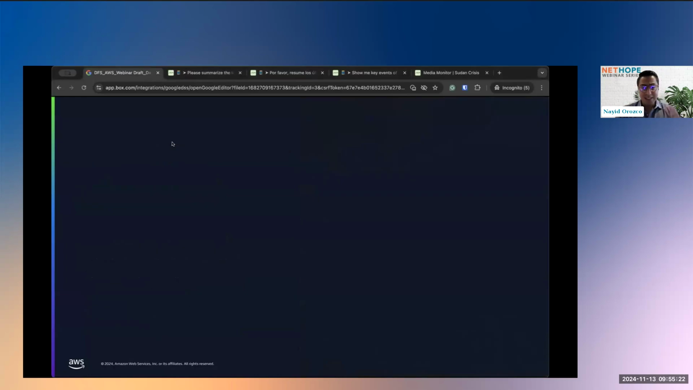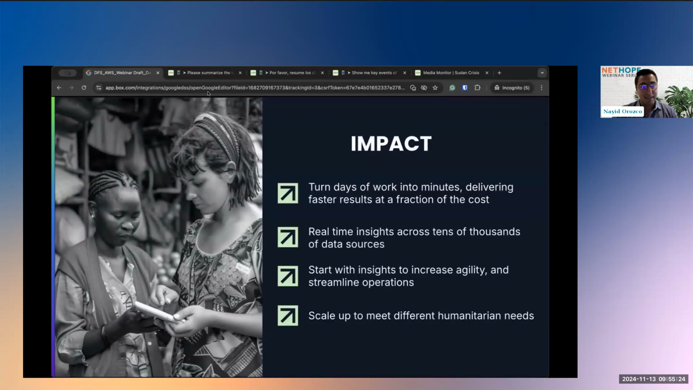And as we have seen, GANNET is already available and has the potential to transform how humanitarian workers interact with data. But what does this mean in terms of real-world impact? Let me put this into perspective.